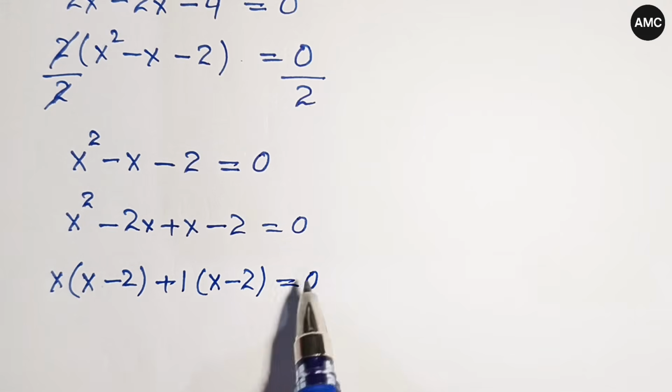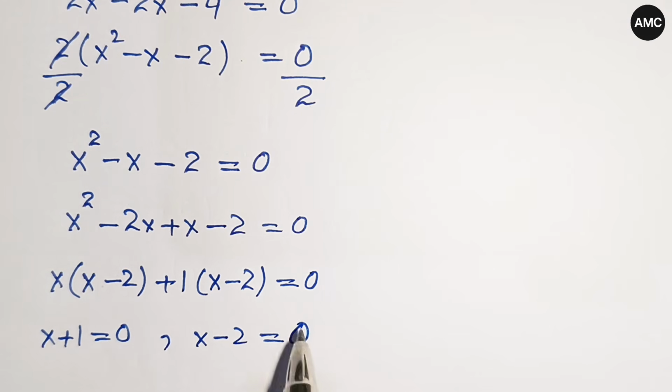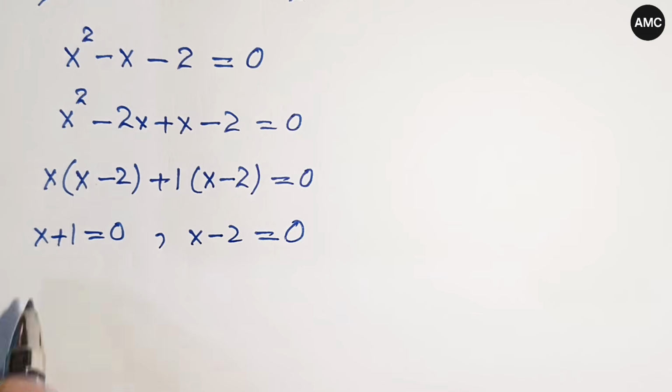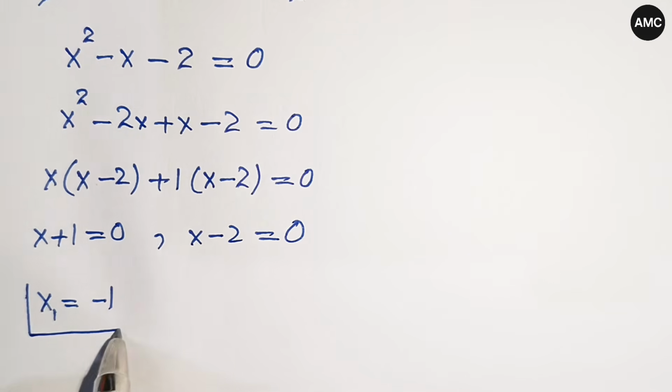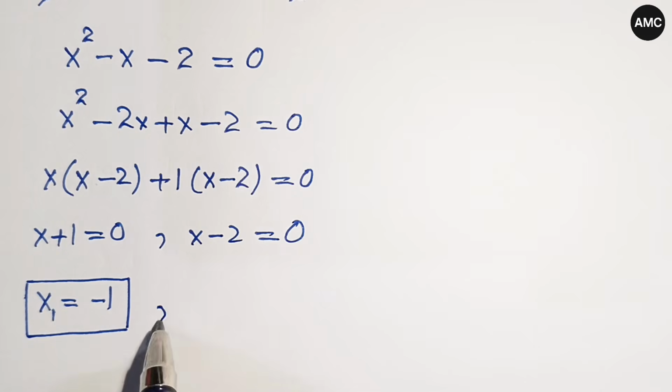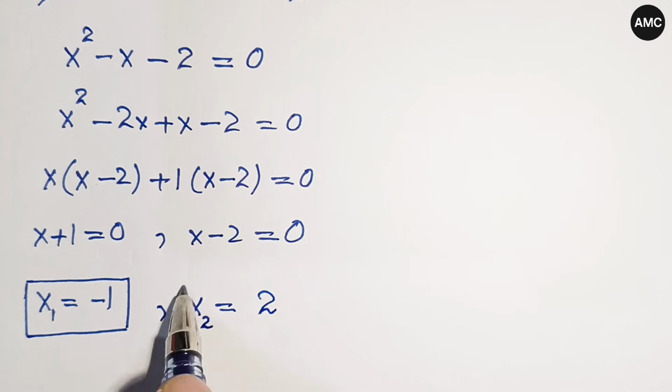Here we have x plus 1 is equal to 0 and x minus 2 is equal to 0. So x is equal to minus 1. It is our first solution, that x1 is minus 1. Here we have x is equal to 2. It is our second solution.